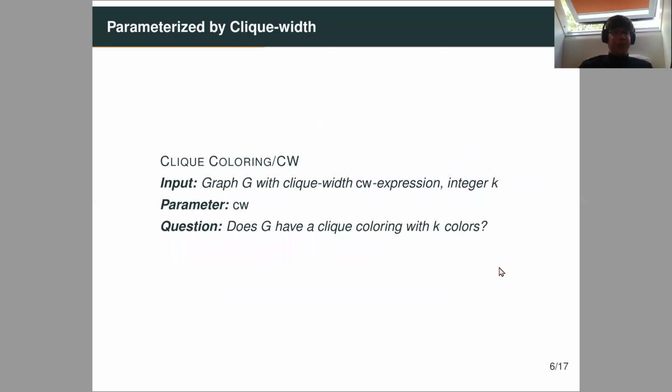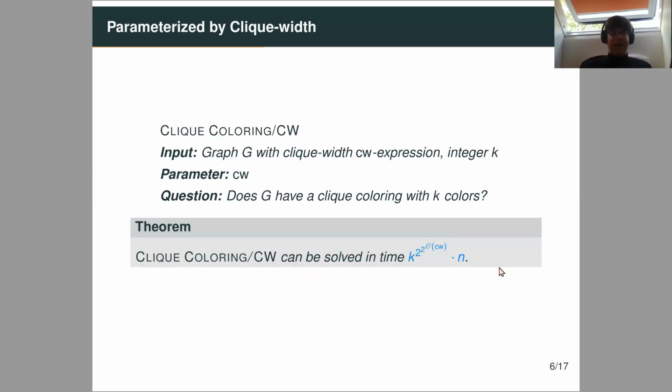So after that, we also consider the Clique coloring problem parameterized by the Clique width of the input graph. And in this parameterization, we give an algorithm that runs in time k to the 2 to the 2 to the Clique width, where k is the number of colors that is being asked for, and n is the number of vertices in the input graph, and CW the Clique width.